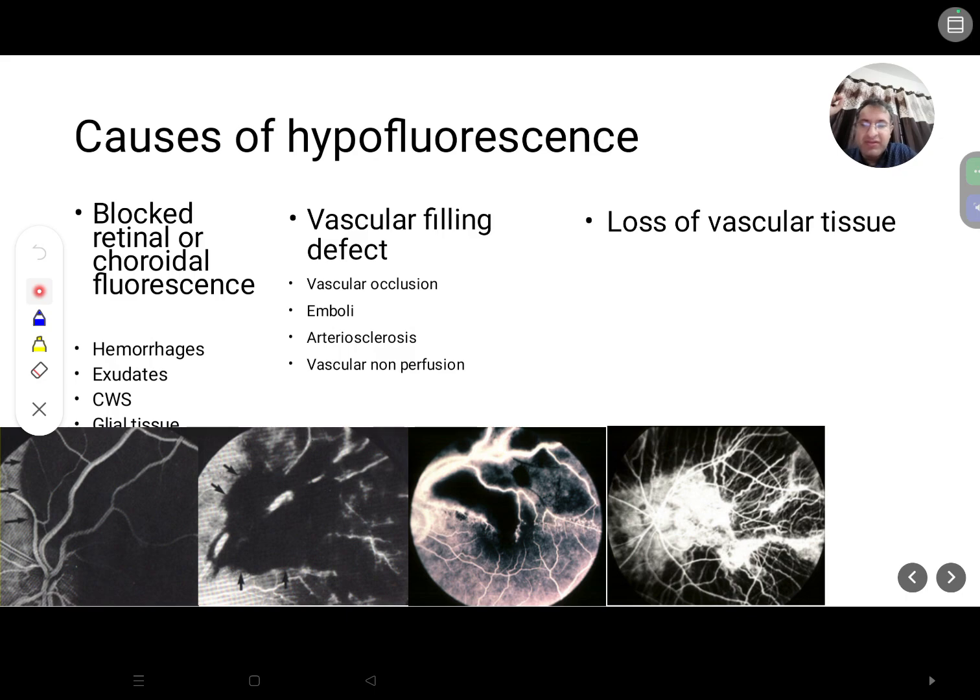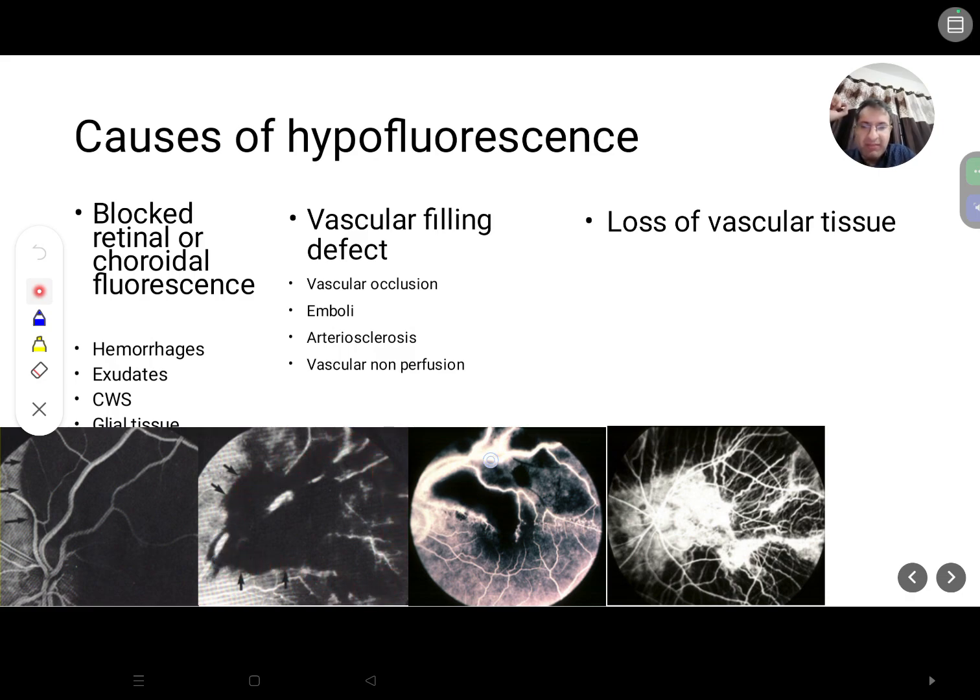The second example of hypofluorescence is a vascular filling defect, and this vascular filling defect can be because of vascular occlusion, emboli, arteriosclerosis, or vascular non-perfusion. Okay, the first example is of vascular occlusion. In this, we see an area of hypofluorescence, and most probably it's due to the vascular occlusion almost here, either due to emboli or arteriosclerosis, and leading to the non-perfusion of all this area in the retina.